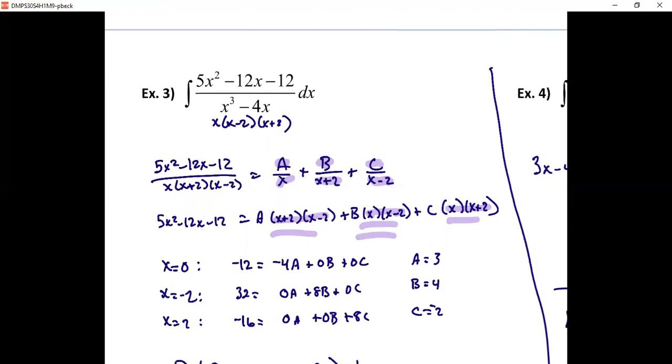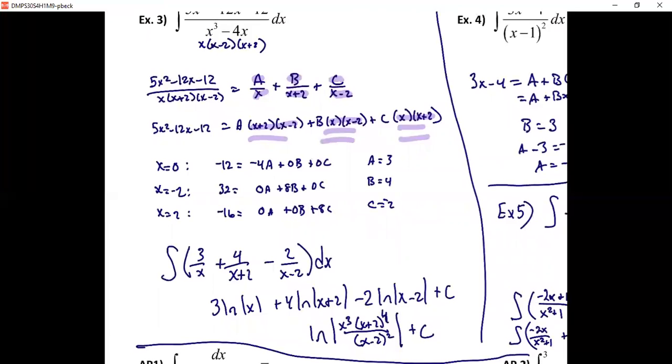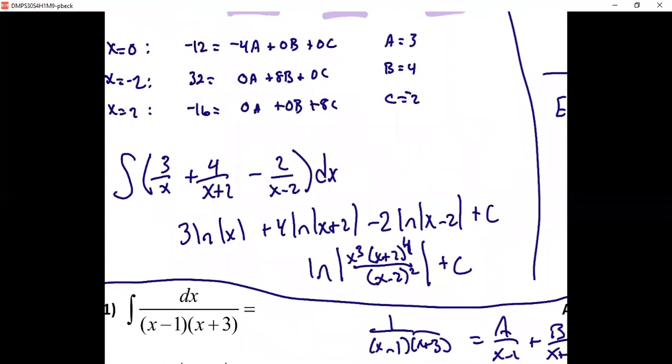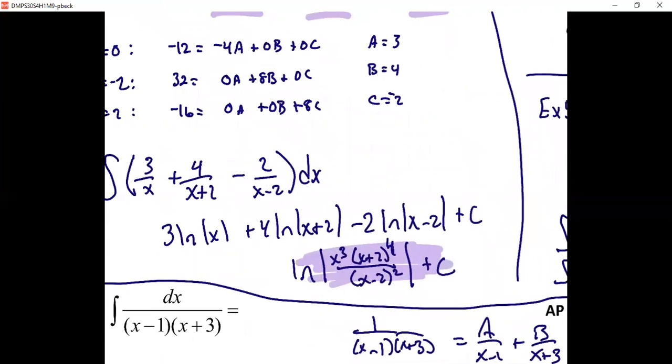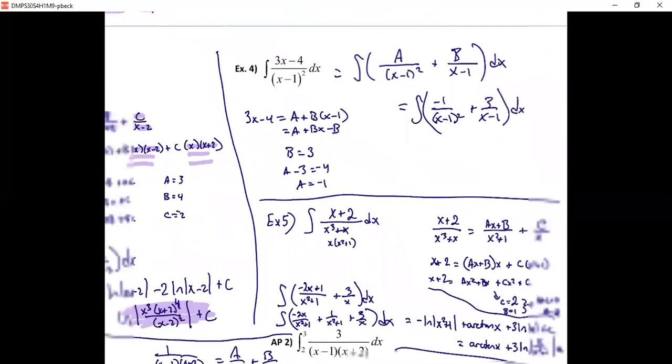And then for the next value, my A and my C are gone. And then if I plug in 2, then A and B are both gone. So basically I could solve for A, B, and C. Now I could write it as my 3 separate fractions, which all turn into very, very quick integrals, and then I wrote it as one common expression down here. Moving right along.